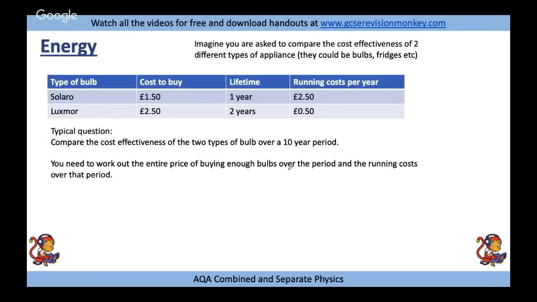Okay, so let's do exactly that then. So the first thing we're going to do is look at the first bulb and we're going to say, what is the total cost for it? Well, how many of those will you need to buy to cover 10 years? And how much are the running costs going to be for 10 years?